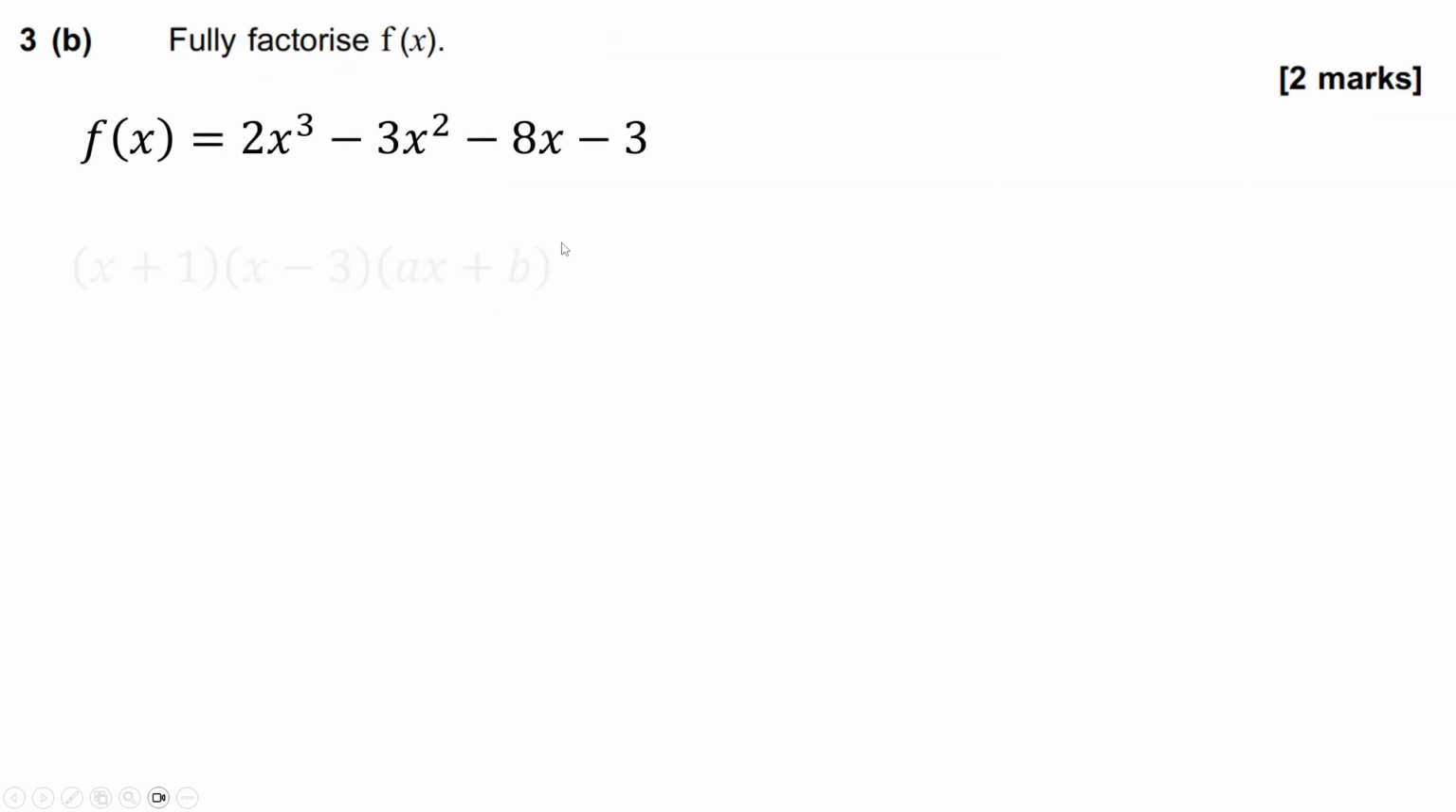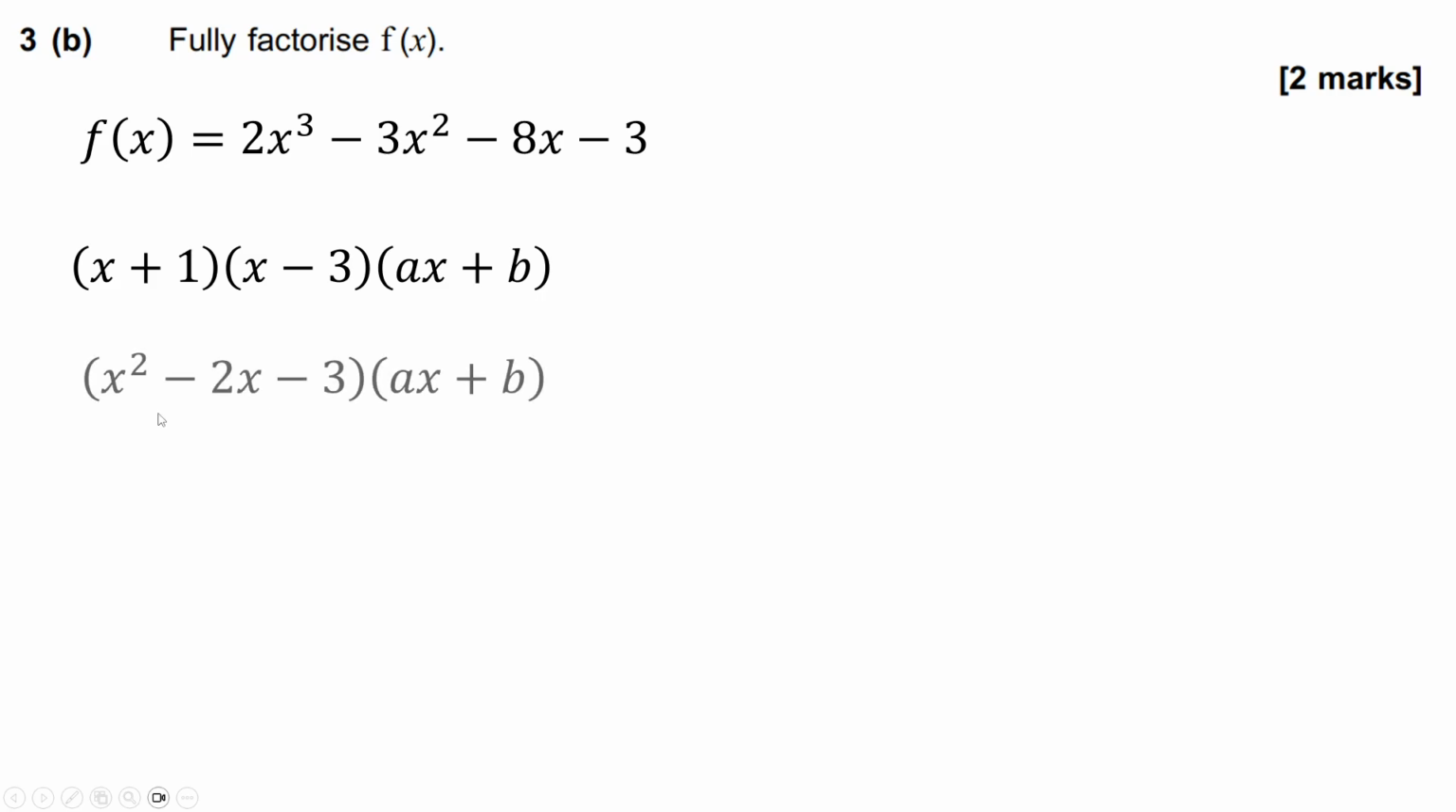Fully factorized. So we know that these two are factors, and then we also must have another linear factor. You could use synthetic division twice if you wanted, but that's pointless because the other factor has to be linear because you want x cubed. If you had a quadratic factor, you'd have a quartic instead of a cubic. So it'll look something like this.